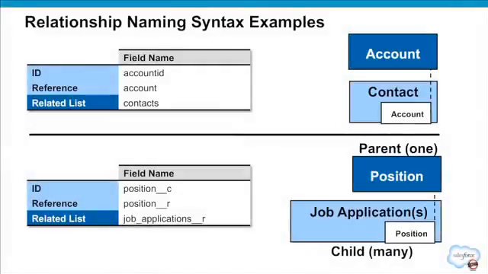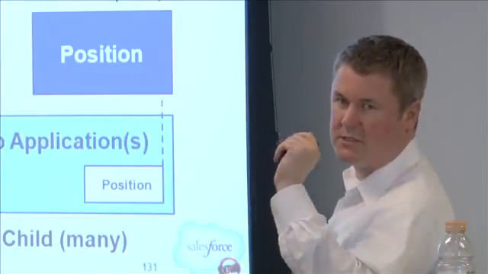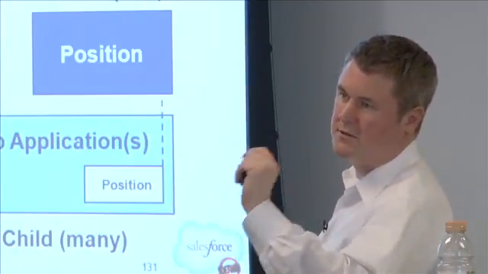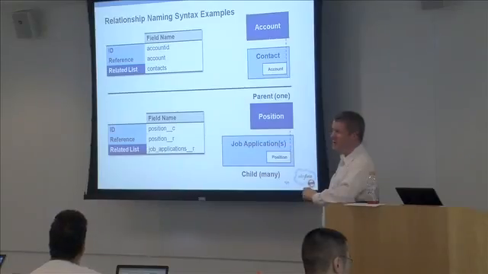So here's the way it works. If we're talking about the child, it has two fields, position__c and position__r. If we're talking about the parent, it has a single special field called job applications__r to refer to that related list of children. If it's a standard relationship, there is no __c, therefore there is no __r. So here's the relationship between an account and a contact. Every single Salesforce customer has this relationship.